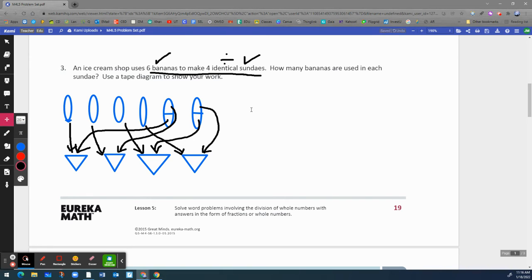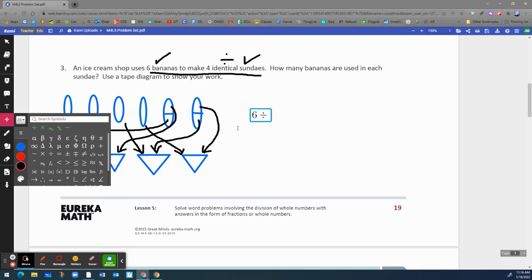Now we're going to demonstrate that in division. 6 divided by 4 equals 6 over 4. And guess what? That is an improper fraction. So now you have to make it into a mixed number. So the 4 goes into the 6 once, and then you have 2/4 left.